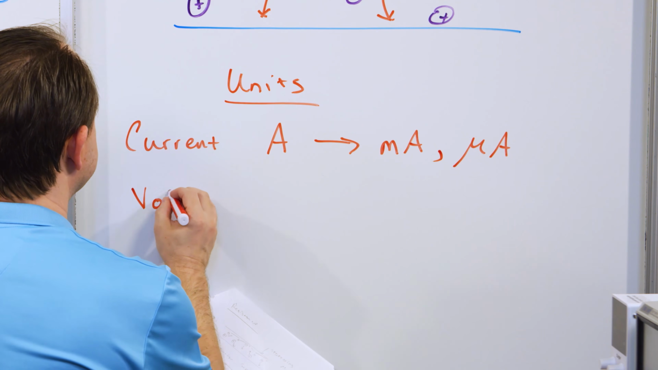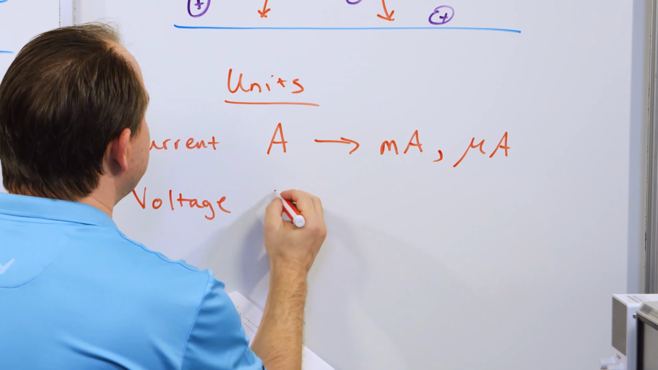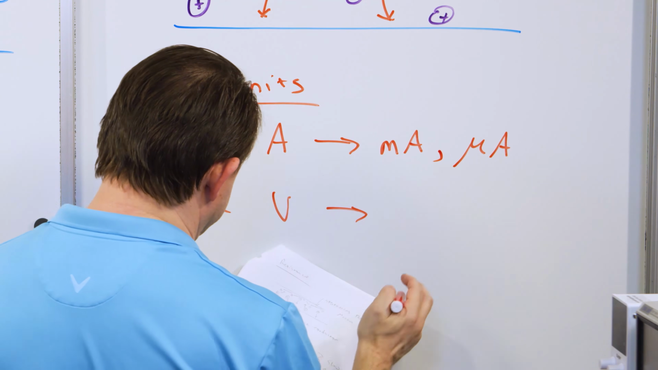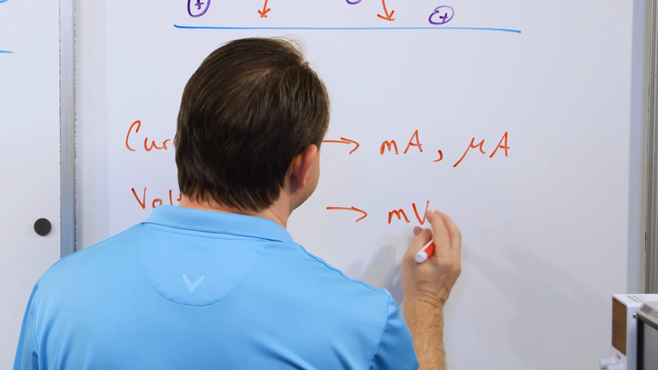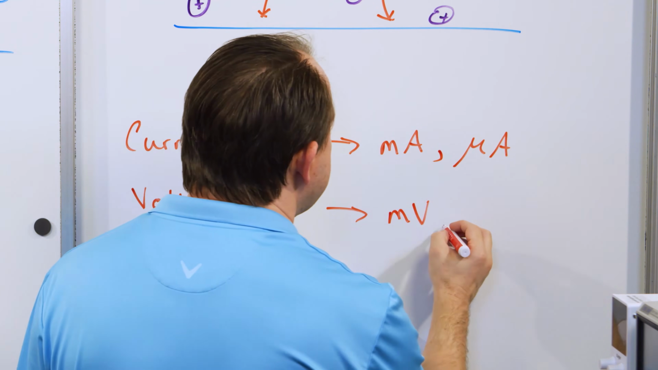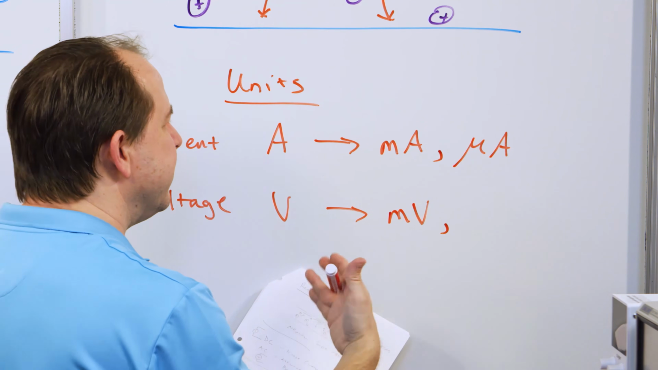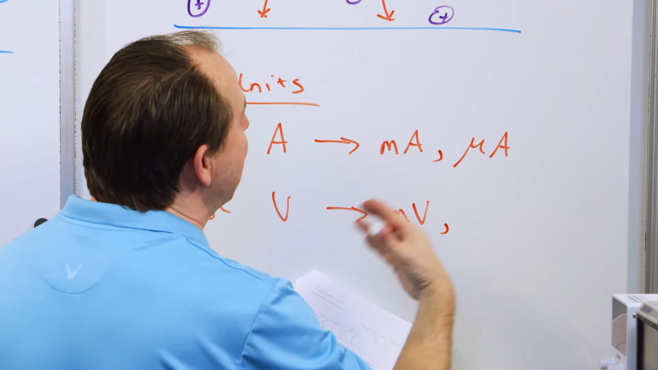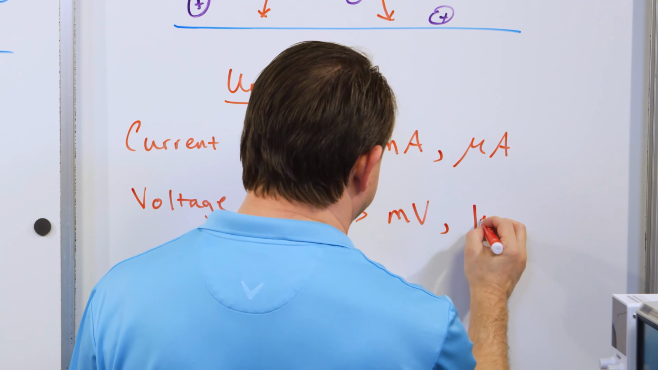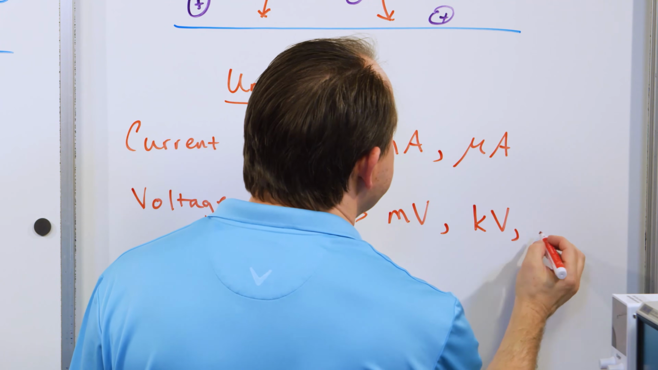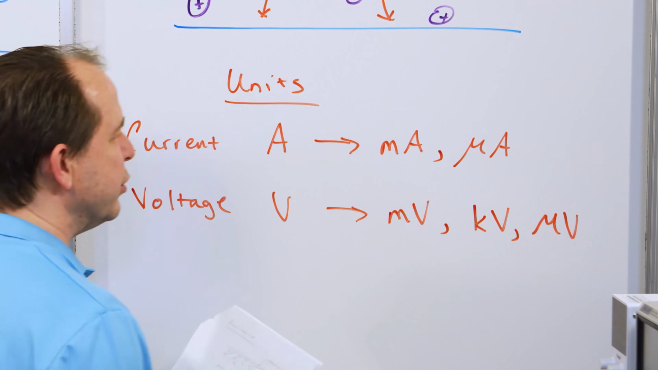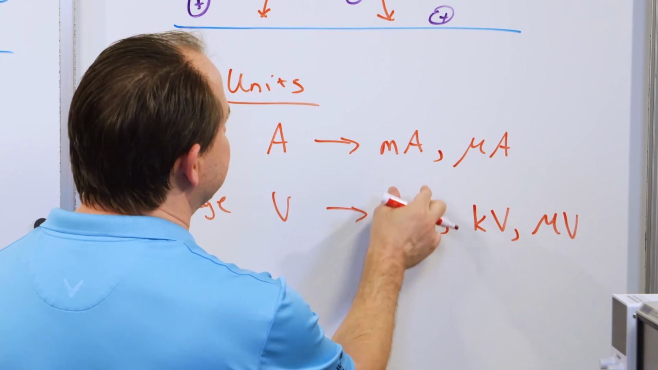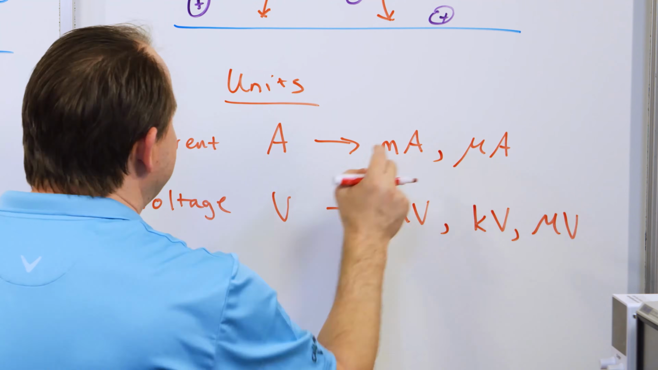Now for voltage, which is the push, we usually talk in terms of millivolts, so mV. It's also fairly common, when you deal with not necessarily power plants, to run into kilovolts sometimes, so we'll put kilovolts there. And you might have megavolts if you're at a nuclear power plant or something like this. But usually in a circuit it's millivolts or volts, and milliamps or amps, maybe even microamps.